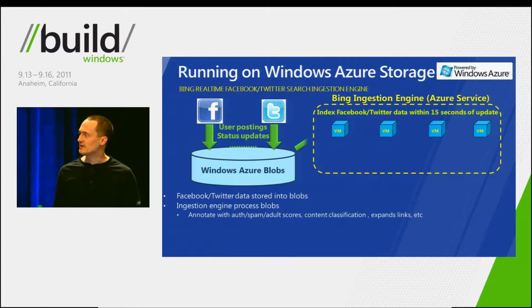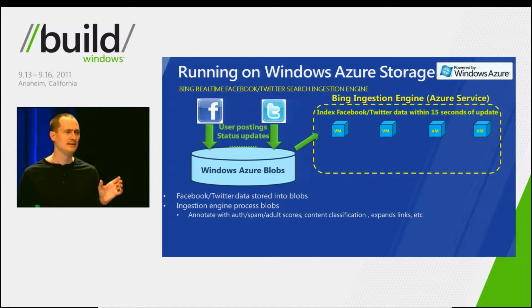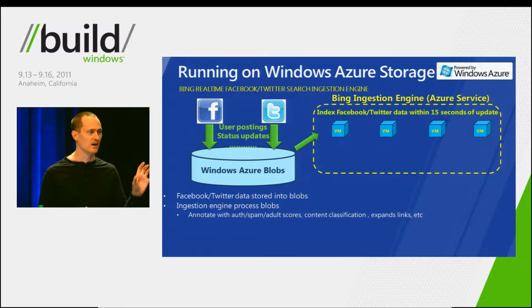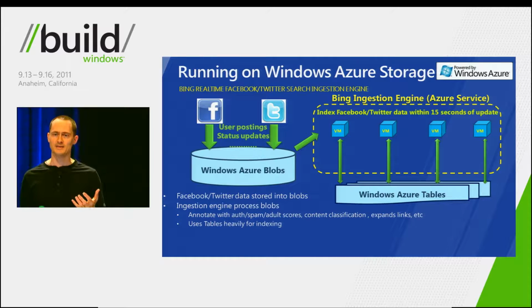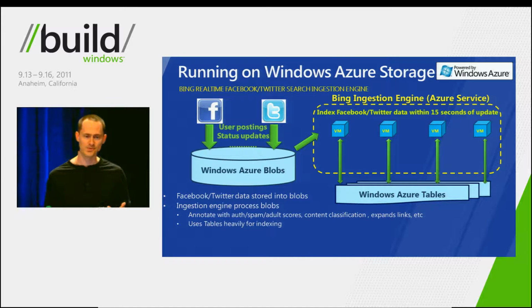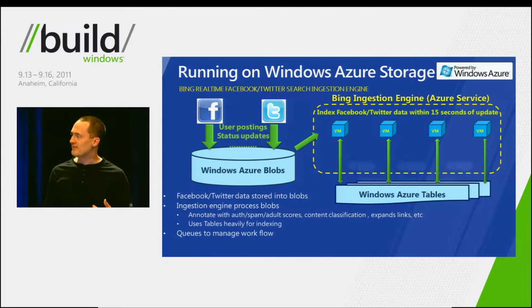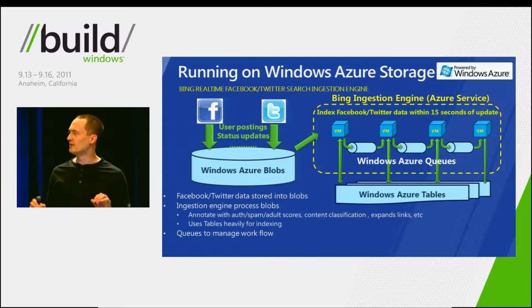And then their service is consuming those blobs, and what they want to do is they want to annotate and index and rank all that content. And what they use for that, they use Azure Tables to store that index and to aggregate that index over time. Okay? Where Azure Tables provide structured storage for your service to use in the cloud. And then they control the overall pipeline for this using Windows Azure Queues.